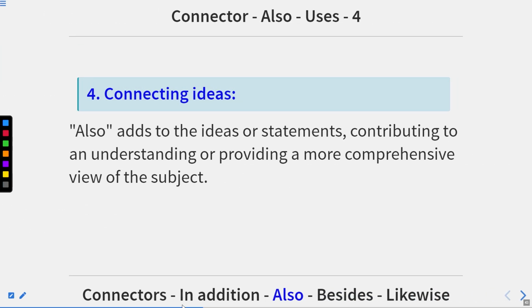Connecting ideas: also adds to the ideas or statements, contributing to an understanding or providing a more comprehensive view of the subject. So also adds to the ideas or the statements that have already been said. It is just adding some more information about that particular thing which has already been said.